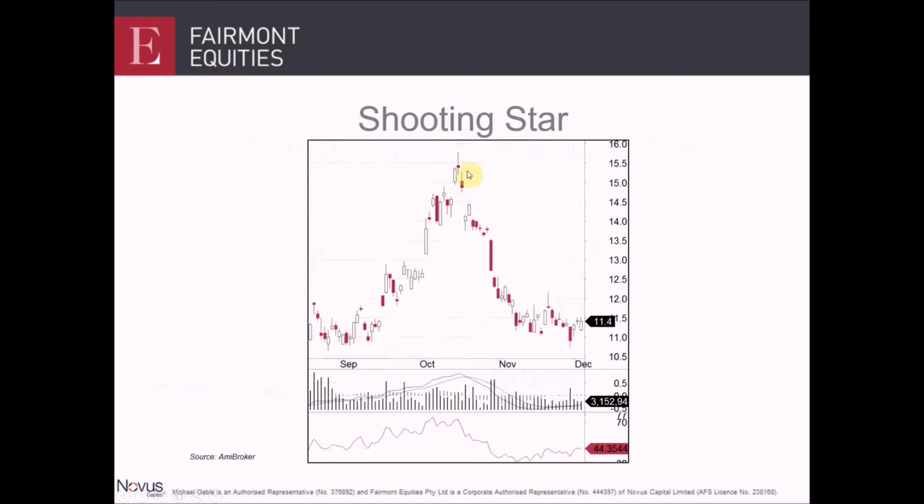So the shooting star is not just this one candle, it's actually a combination of these candles. And then in terms of confirmation, we can see that afterwards the share price dropped and it's struggled to go higher. So clearly we've got a reversal in place here. We can also turn this chart upside down and it'll also show us a reversal on the downside as well.